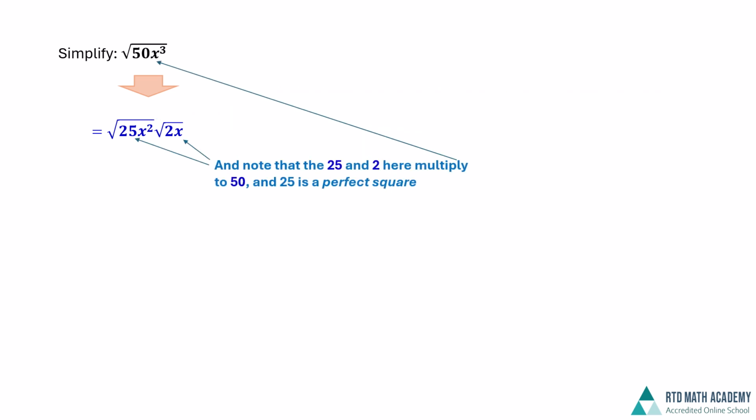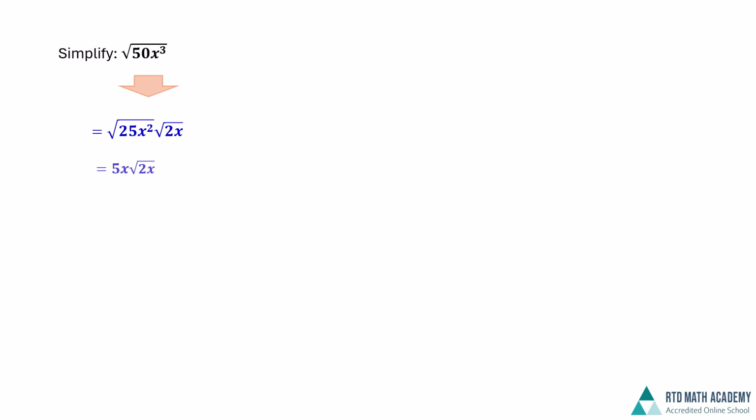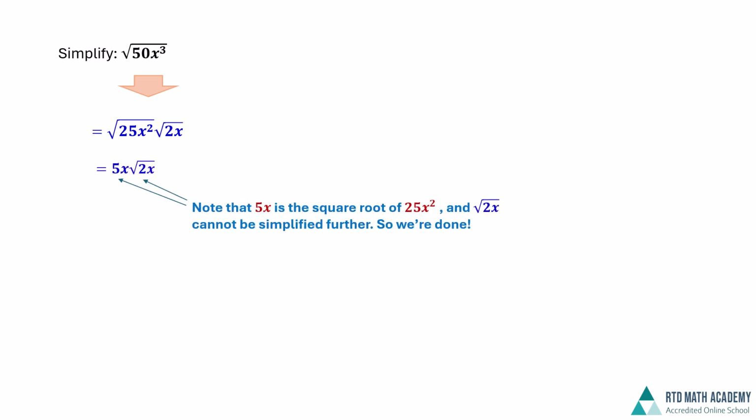Let's go back to our expression. So we note again that 25 times 2 multiplied to 50. 25 is a perfect square, so that's the number part. We've got our variable part, and now we take the square root of the whole thing. So square root of 25 is 5. Square root of x squared is x. And again, that square root 2x can't be further simplified, so we are done.